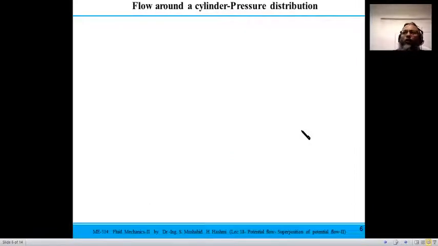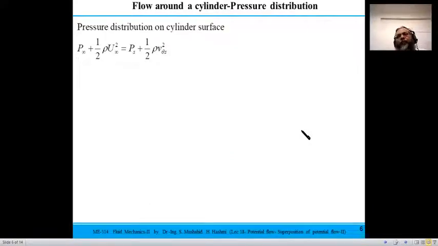Once we know the velocity distribution, we can easily work out the pressure distribution by employing the Bernoulli equation. So this is the velocity at the free stream condition when it is at uniform flow, and there is a corresponding free stream pressure. So that would be equal to the pressure at the surface of the cylinder plus half rho and velocity at the surface. So at the surface the tangential component of the velocity is v theta s. So we can easily work out the pressure distribution.